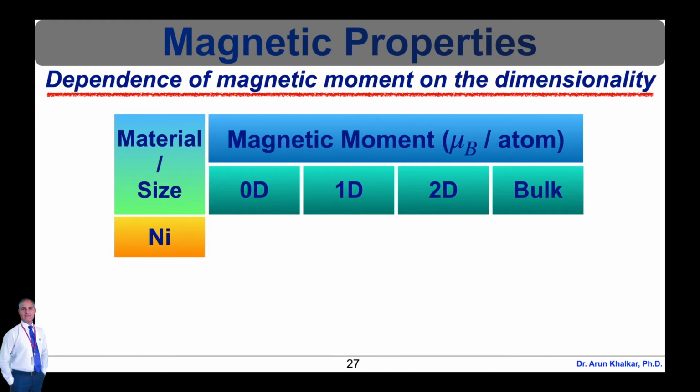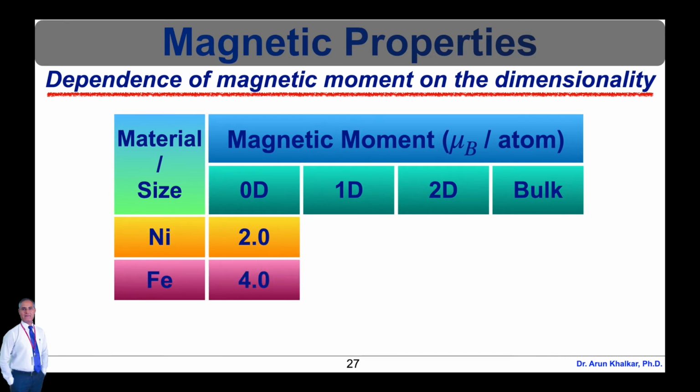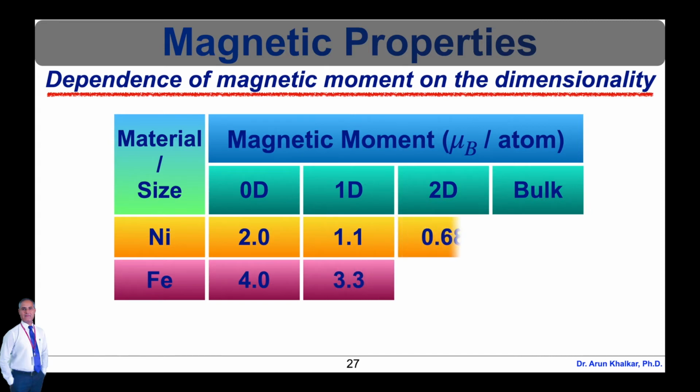As shown in this table, the magnetic moment mu B per atom for 0 dimension, 1 dimension, 2 dimension, and at the bulk level are shown for nickel and Fe, that is iron. For the 0 dimension, nickel has 2.0, whereas for Fe it's 4.0. For 1 dimension, nickel 1.1 and Fe 3.3.